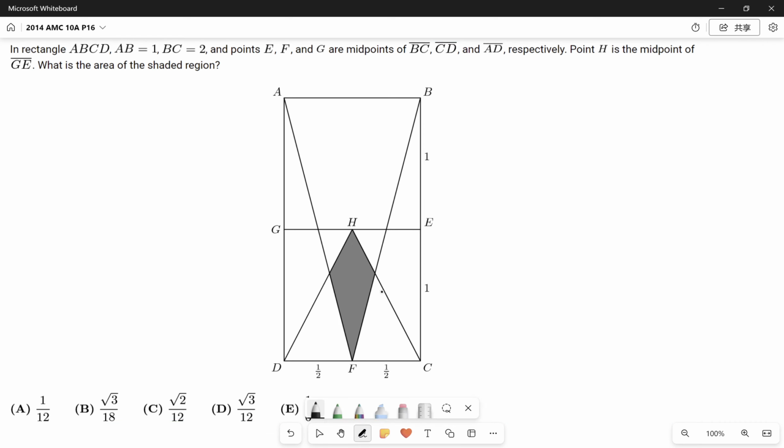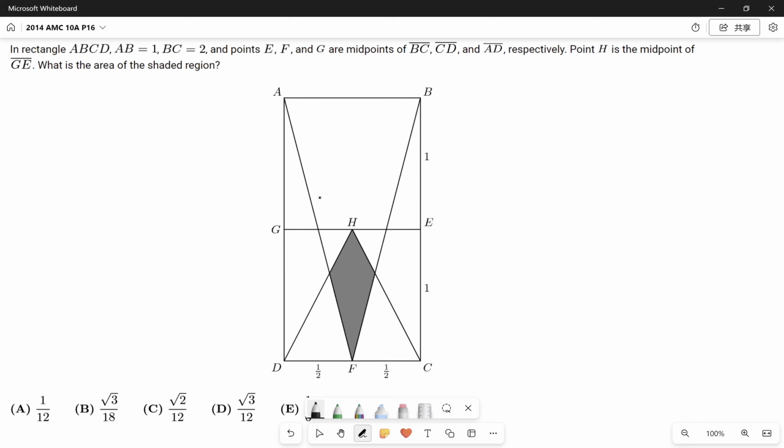So this is 2014 AMC 10A problem 16. In rectangle ABCD, AB is equal to 1, BC is equal to 2, and points E, F, G are midpoints of segments BC, CD, and AE respectively. Point H is the midpoint of GE. What is the area of the shaded region?